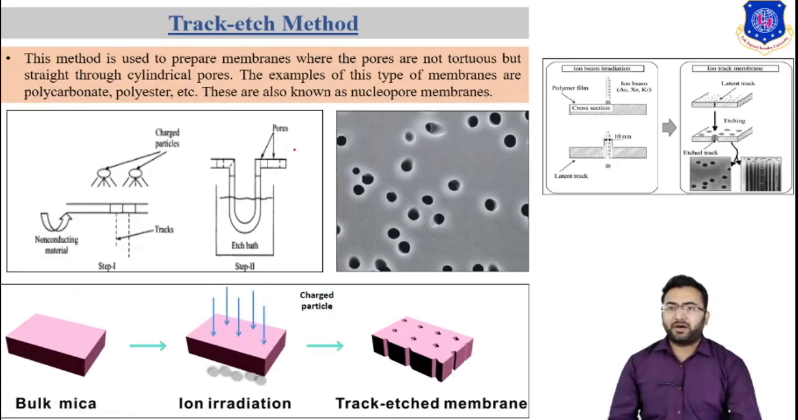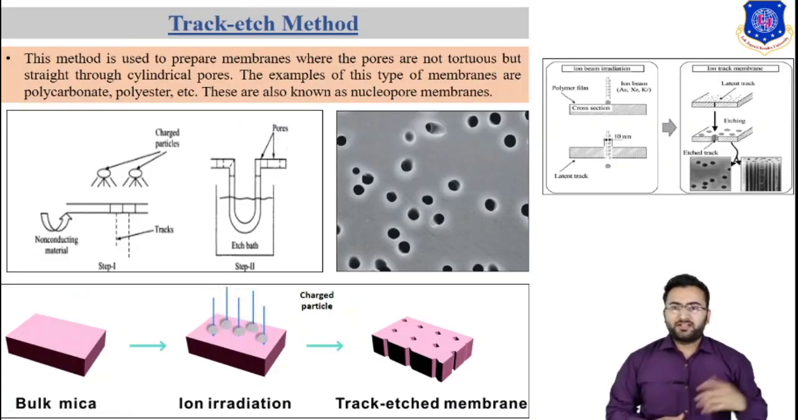Now let's discuss the track-etch method. This method is used to prepare membranes where pores are not tortuous but are straight-through cylindrical pores. Examples of this type of membrane are polycarbonate and polyester. These are also known as nuclear pore membranes.